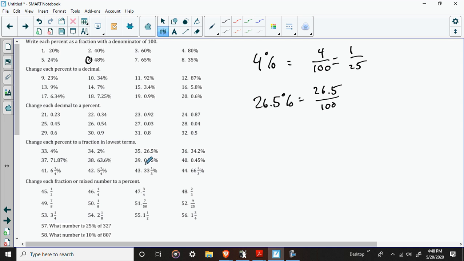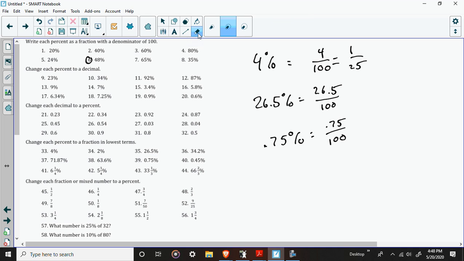Okay. Let's talk about 0.75%. What is that? That's 0.75 over 100. Now be careful. A lot of people see that decimal. This is still 0.75 over 100. That's about all you're going to be able to do with these things, okay?